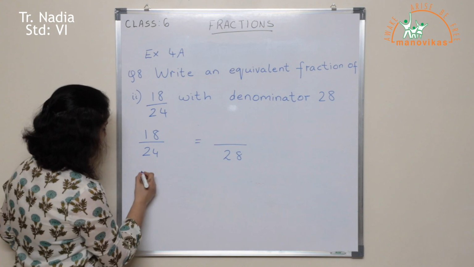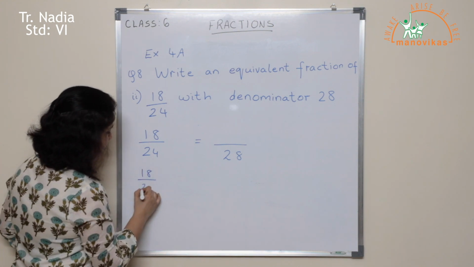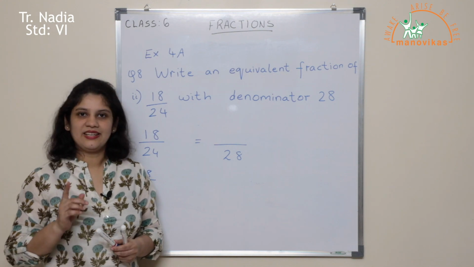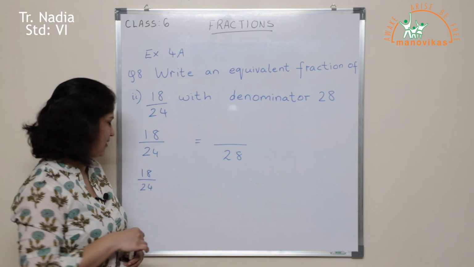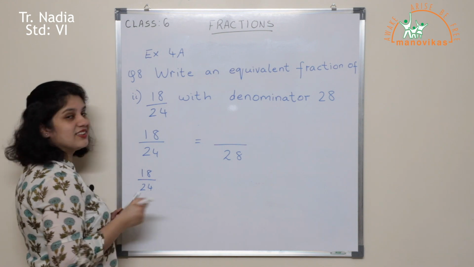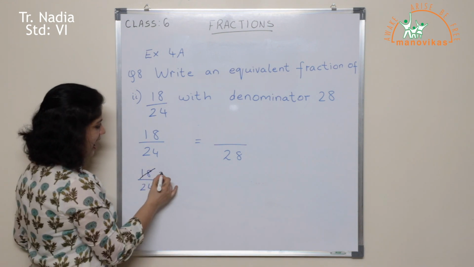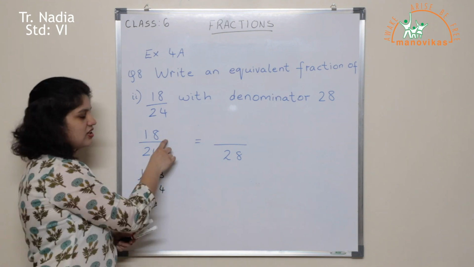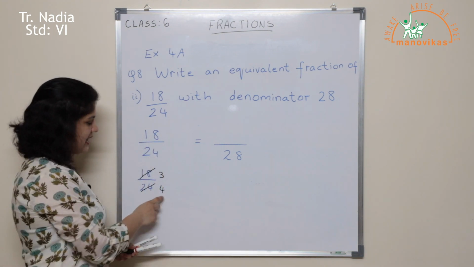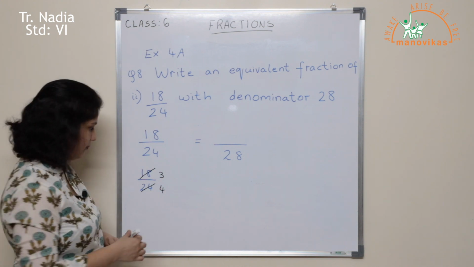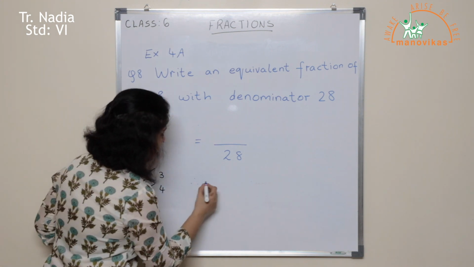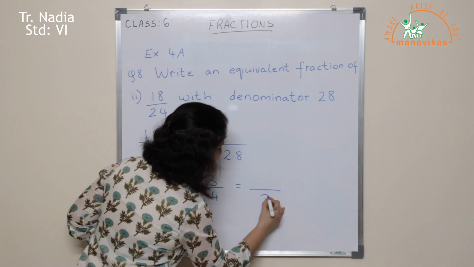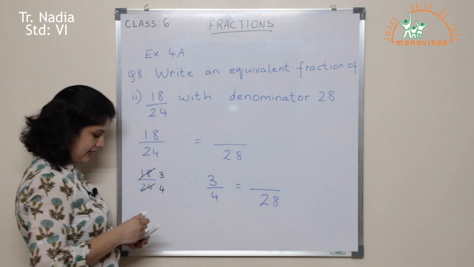Now here too, 18 and 24. Think of a table where 18 and 24 both will appear. Yes, that is the 6 times table. So 6 3's are 18 and 6 4's are 24. So the fraction which was 18 upon 24 has now become 3 upon 4. So therefore I can say 3 upon 4. From this I have to get the new denominator 28.